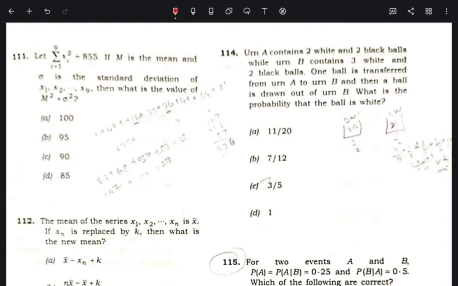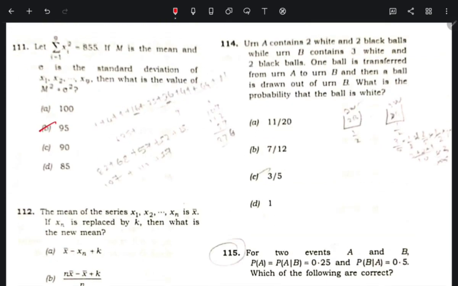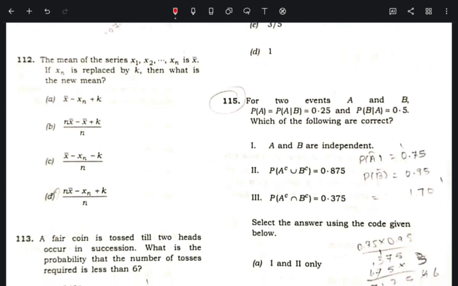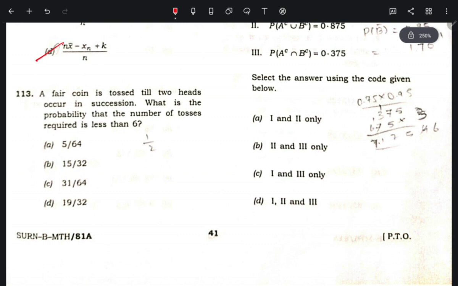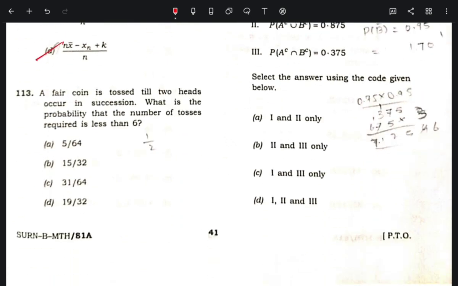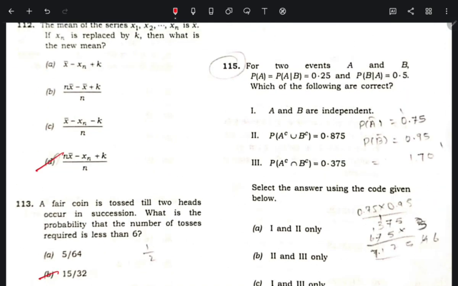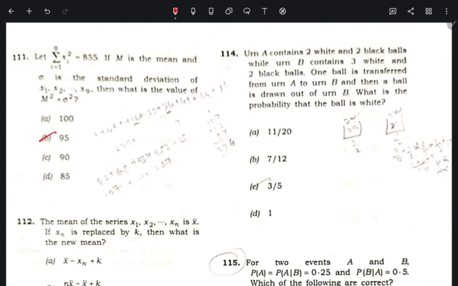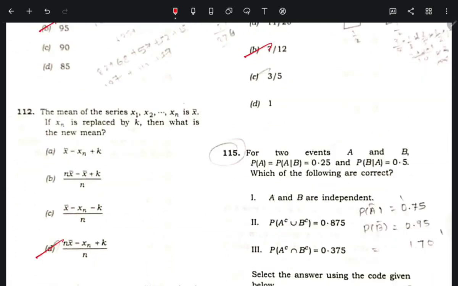So for 111 you have the answer to be B. It's just finding the standard deviation. They have already given the values we need, just have to find it. So 112 you have delta, not 113. For 113 you have B. So again, classic probability problem. 114 you have again B, again classic probability problem.